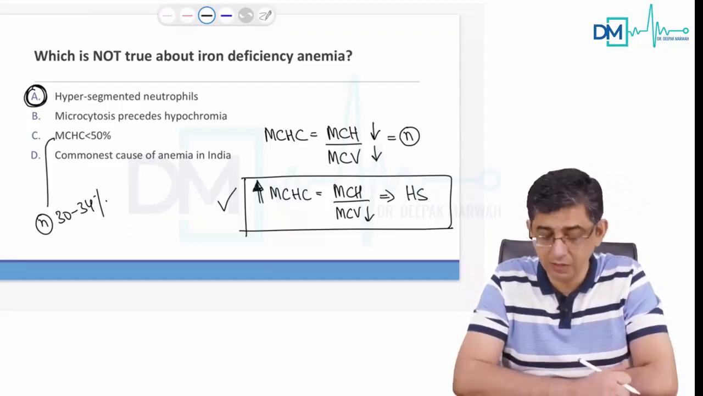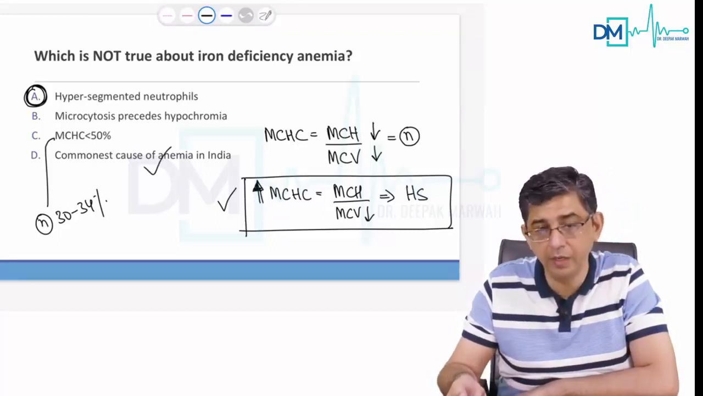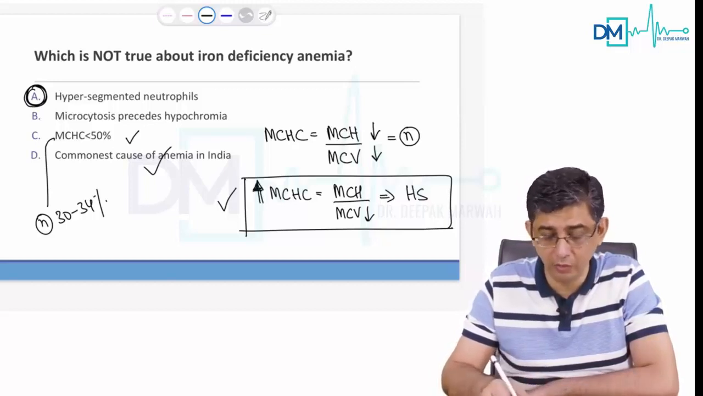Commonest cause of anemia in India is iron deficiency anemia. Yes, so I'll just evaluate. D is definitely a correct statement. MCHC is less than 50%. Yeah, the normal values I've told you.